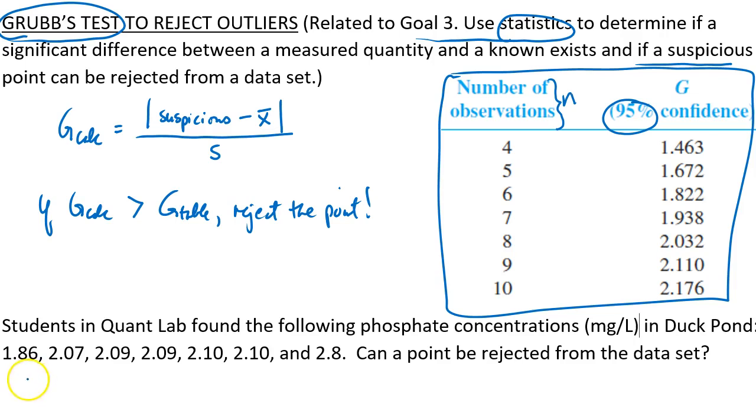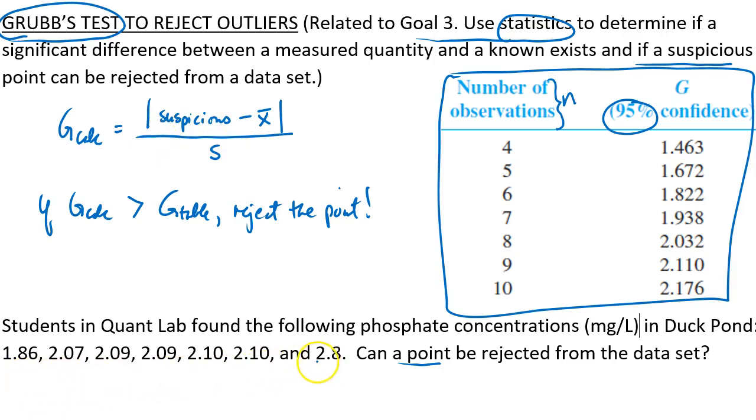So why don't we try to do this example? You can see we have a data set here of phosphate concentrations, and they want to know, can a point be rejected? So what point should we reject? And the answer is the suspicious point is going to be the point that's furthest from the mean.